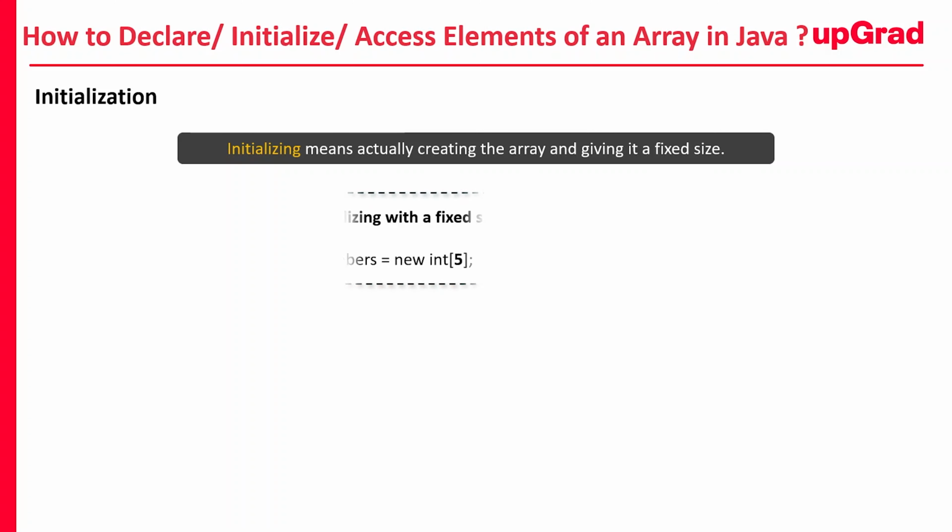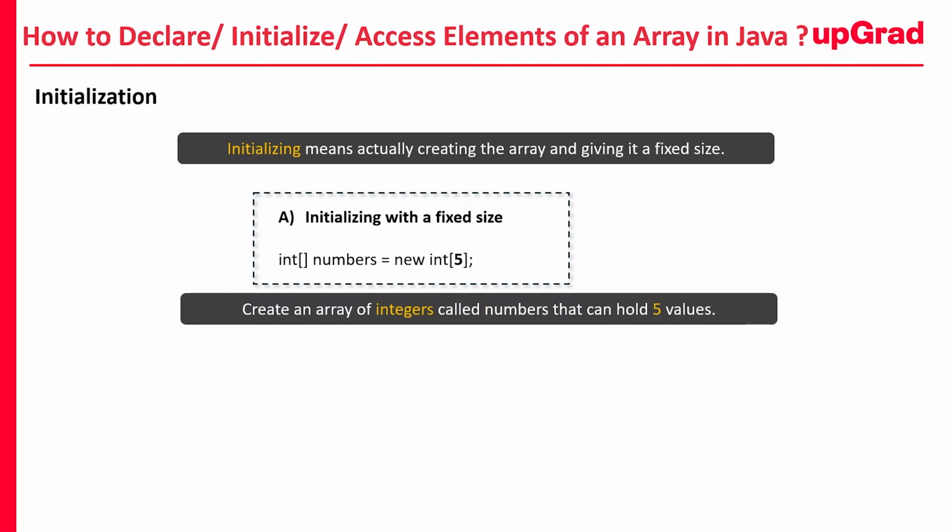First is initializing with a fixed size, that is without specific values. You can create an array with a fixed size but without giving it any specific values right away. Java will automatically fill the array with the default values, for example, 0 for integers, null for objects. Here as we can see, int[] numbers = new int[5]. So here you are saying create an array of integers called numbers that can hold 5 values. Initially, all the elements of numbers will be 0 because that's the default value for integers in Java.